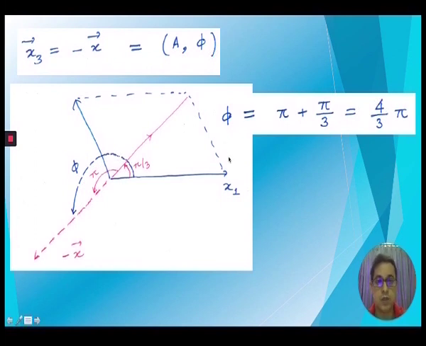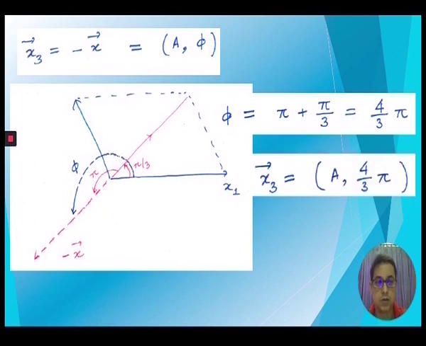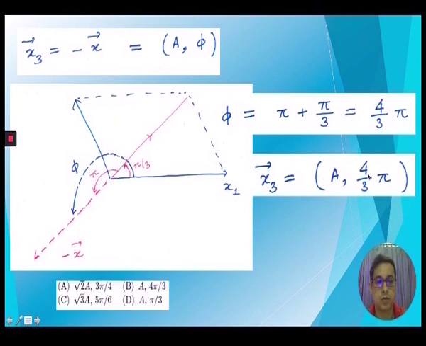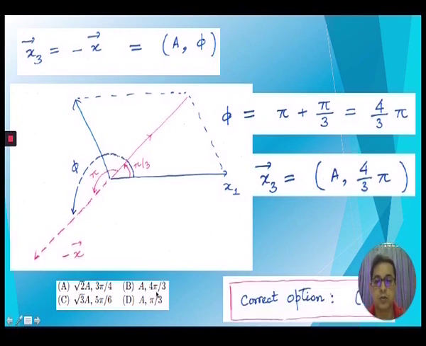So the amplitude is A again here. The displacement that you have to add is characterized by amplitude A and phase angle 4 pi by 3. So if you go to the options, you can immediately see that the correct option would turn out to be B. The correct option is simply B.